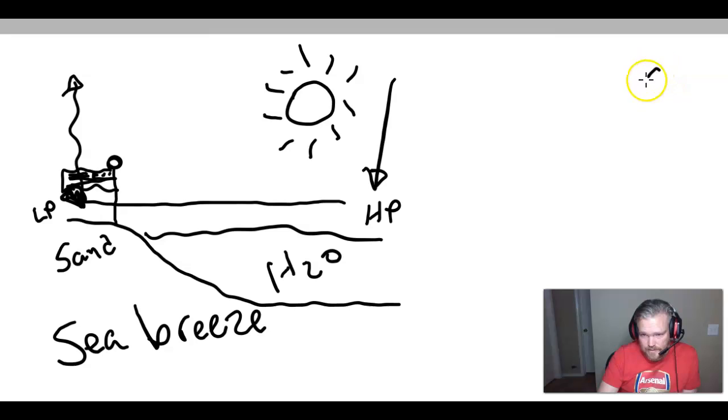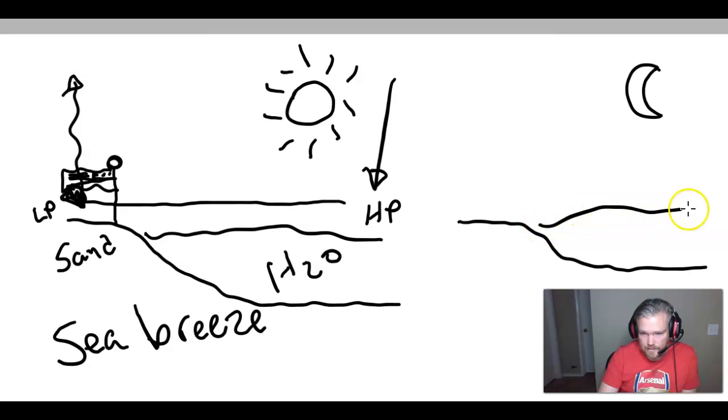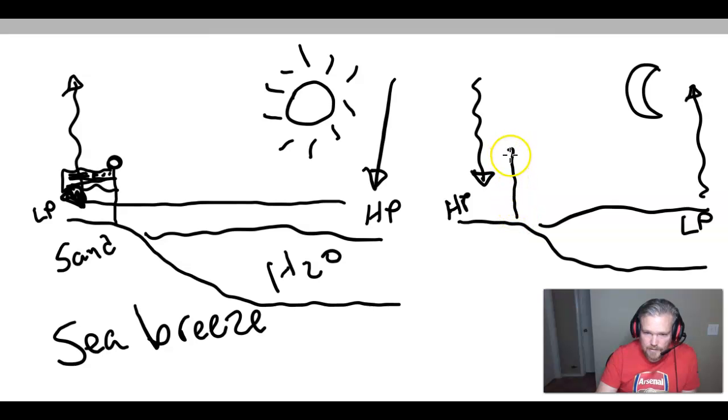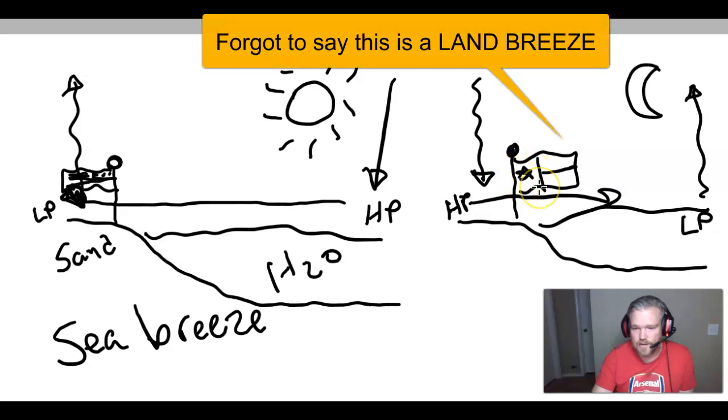Then the other situation that occurs is similar at night. You get the same idea here, but now at night the sand cools off faster than the water does, and at some point air over the sand will start to sink. Air over the water will be warmer, so it will start to rise, and then that creates your high pressure here, your low pressure here, and then if we had our flag here, obviously we'd be moving from high to low, and there would be a flag out here. This time we'll put the Texas flag.